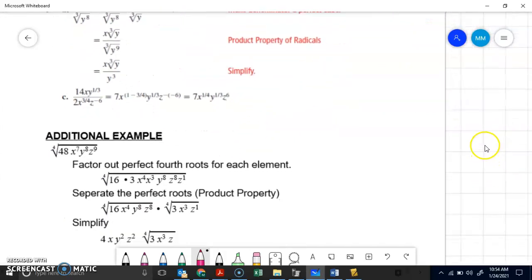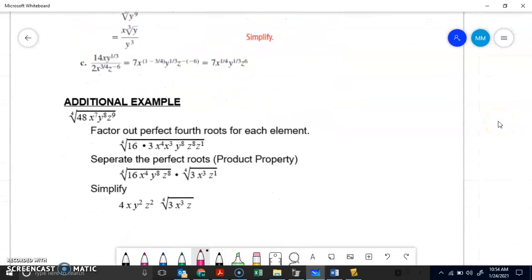Let's come down and do an additional example of that. What I have here is a fourth root of 48, not perfect, x to the 7th, not perfect, y to the 8th, 8 is divisible by 4, so it's perfect, and z is not perfect. So we're going to separate it, this time with the number as well. I'm looking at the perfect fourth roots. And the perfect fourth roots go 16, 81, but I've already found what I want. 16 times 3 is 48.